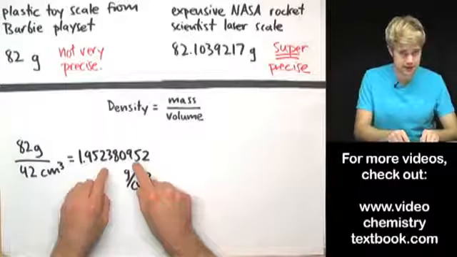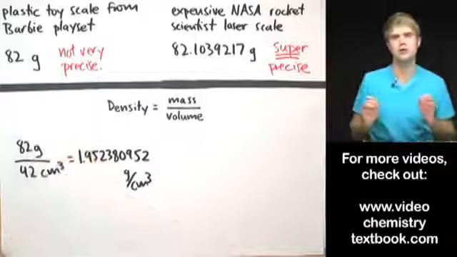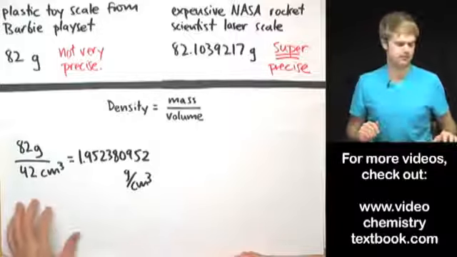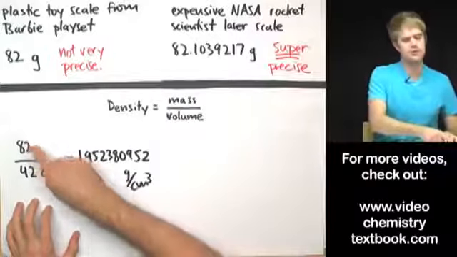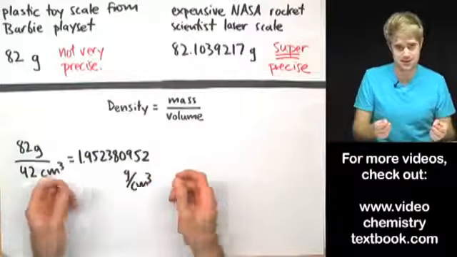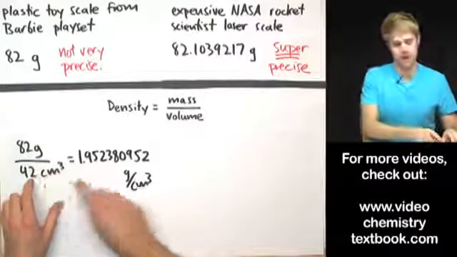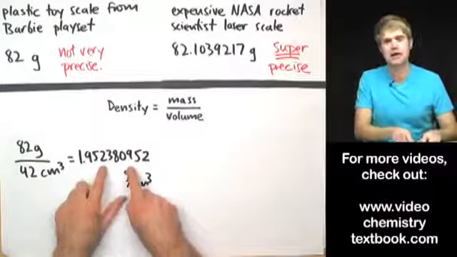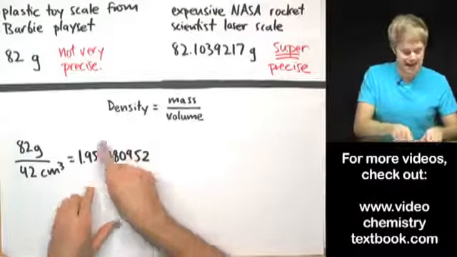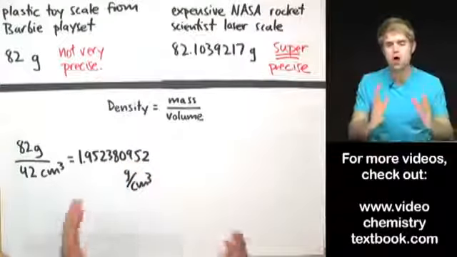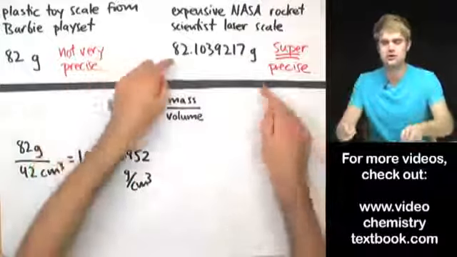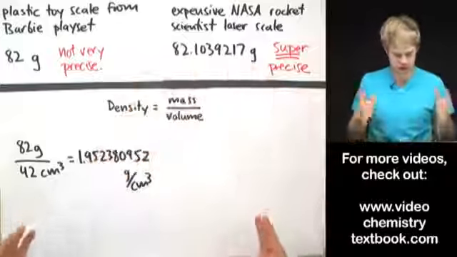Now check out this answer and check out the numbers that I started with. This is a problem. And here's why it's a problem. Because I started with these two numbers that were not very precise. I measured both of these with plastic science equipment from the Barbie playset. But then the answer that I got is super, super precise, or at least it looks super precise. This answer here looks like it's so precise that I only could have measured it with a super expensive NASA laser instrument.